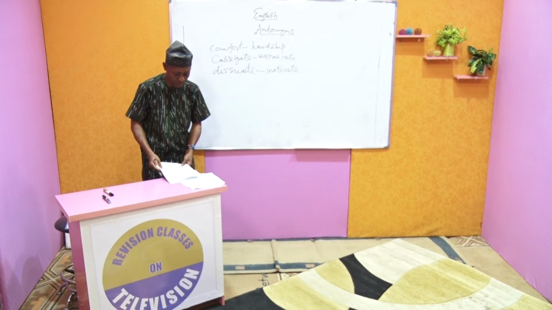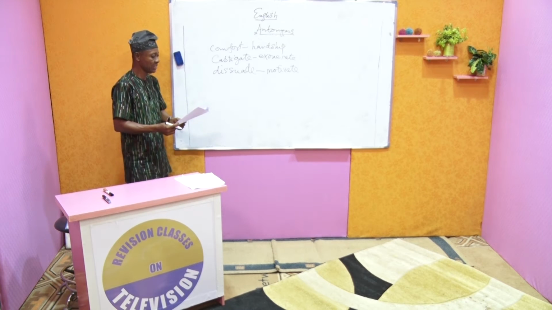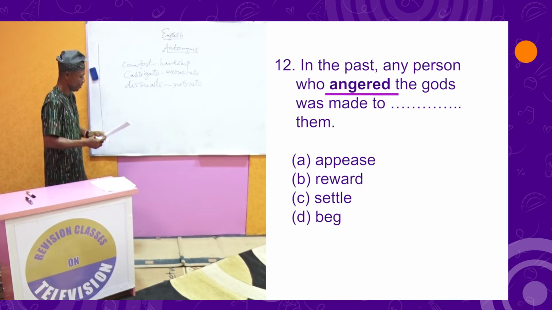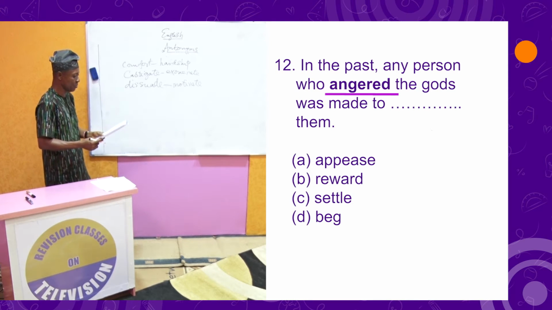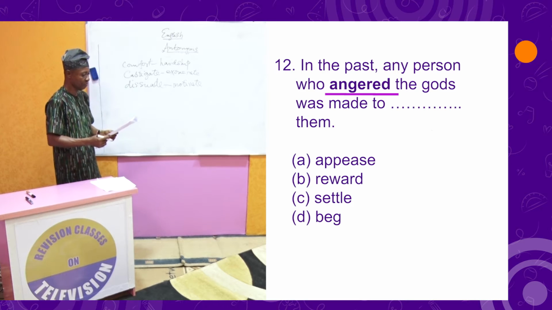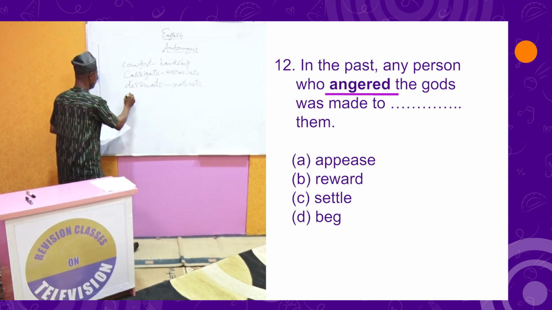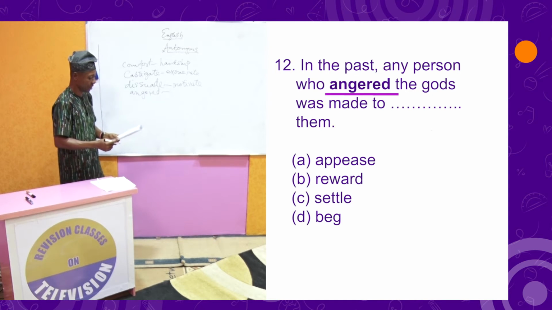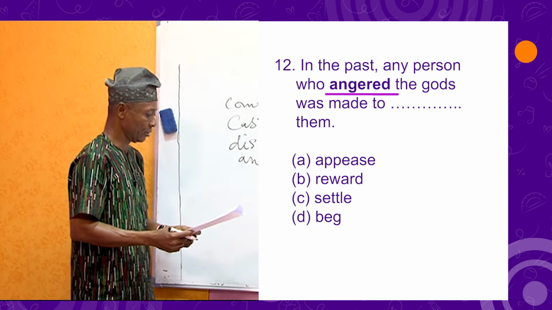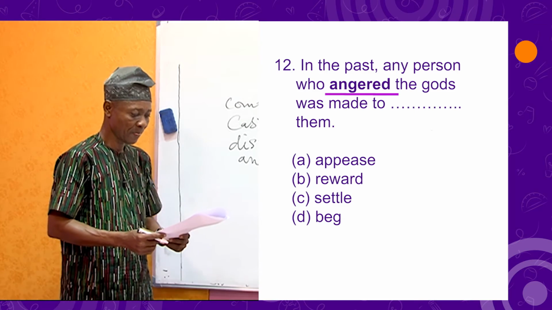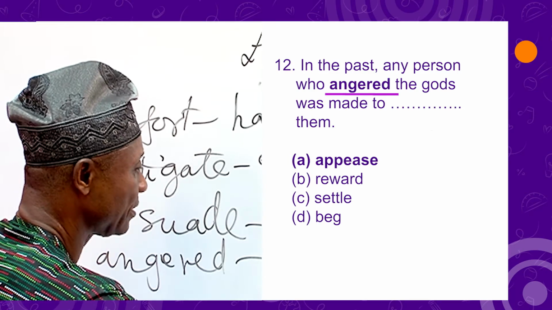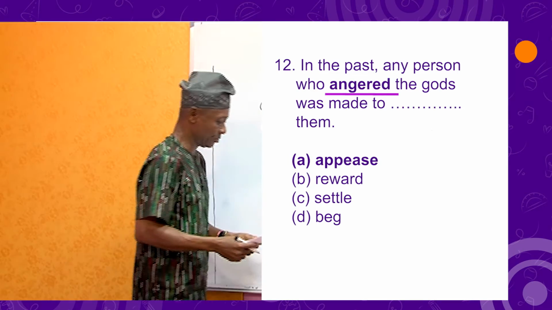We quickly move to 2016 antonyms. Question number 2. In the past, any person who angered the gods was made to dash them. The underlying word there is angered, and we have the following options. Option A, appease. B, reward. C, settle. D, beg. Option A, which is appease, is the appropriate answer to that question.